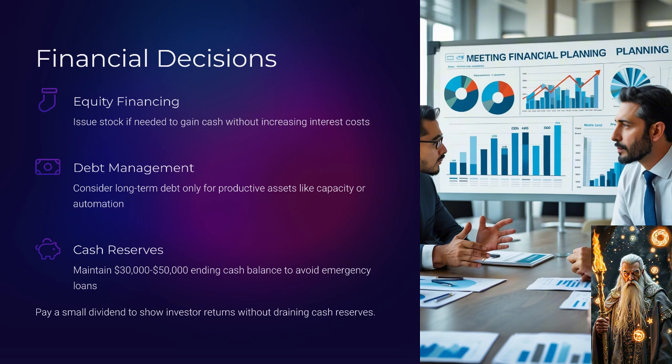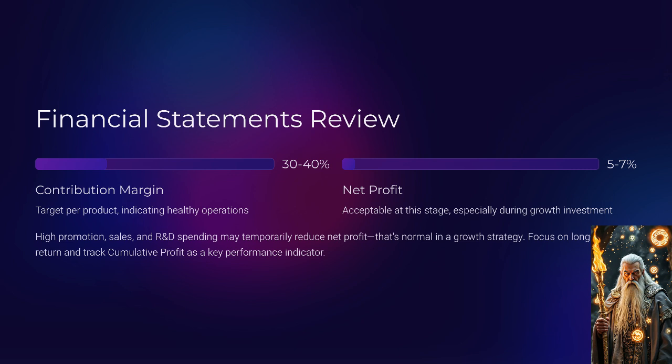Section 8. Financial Statements Review. Now, analyze your income statement and balance sheet. What to look for: contribution margin, aim for 30% to 40% per product. This shows healthy operations. Net profit, a modest 5% to 7% is acceptable at this stage, especially if you're heavily reinvesting in growth. Cumulative profit, track this as a long-term indicator of performance.